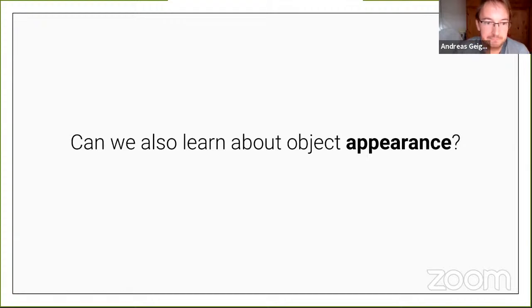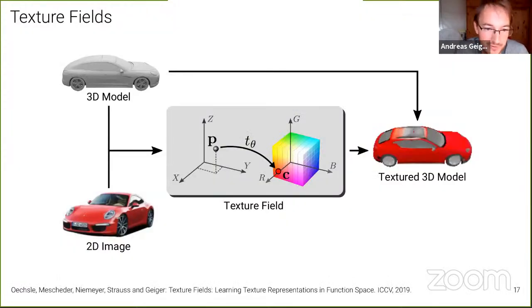But first, what we have learned about so far is only about the object shape. Now the question we can ask is, can we also learn something about the object appearance? There's a very straightforward way to do this in the same manner as we have done for the shape. And we call this texture field. What we do here is we assume that we have a 3D model available that could be either a CAD model, or it could be a reconstruction that is predicted by an occupancy network. And we have also a 2D image of the object.